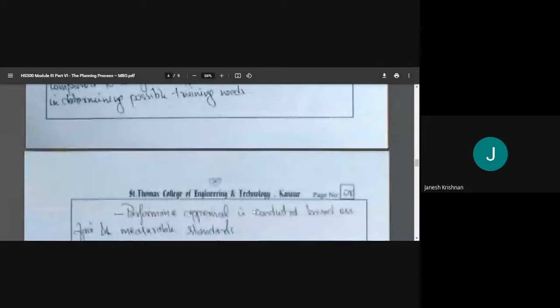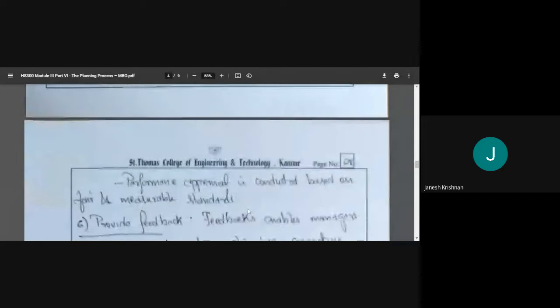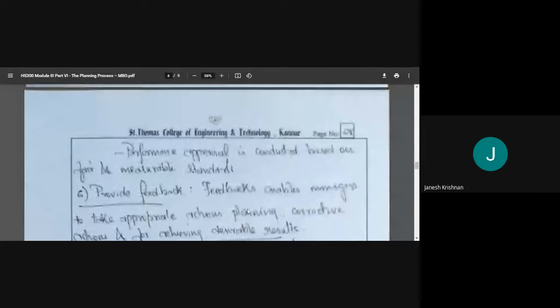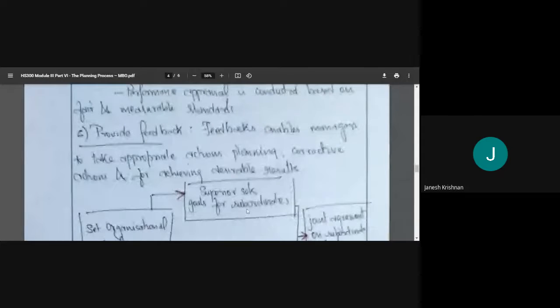So performance is evaluated. Then performance appraisal is conducted based on fair and measurable standards. And appraisal, that is giving a bonus, a new promotion, etc., all depend on this, based on fair and measurable standards. It should be fair. It should be measurable.